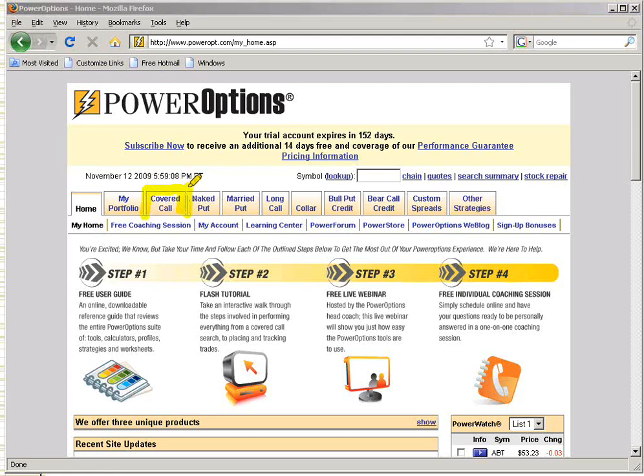We have covered calls. We have naked puts as well. We have married puts and some other strategies too. Okay, so first and foremost, let's just take a strategy. For now, let's just go into the covered call screen.